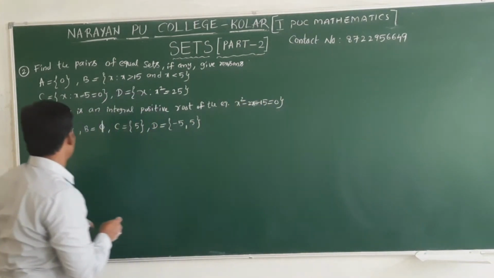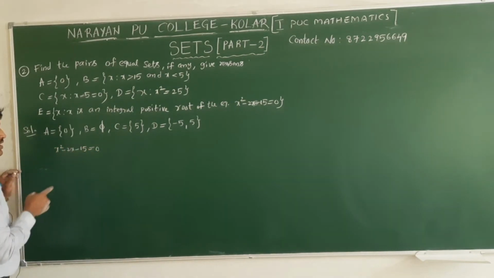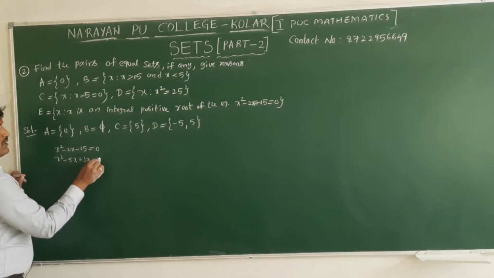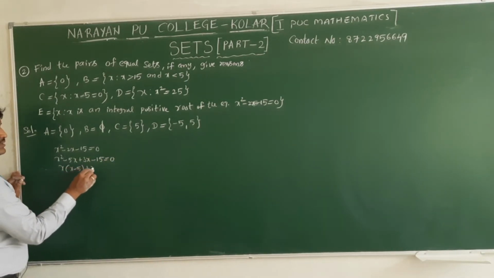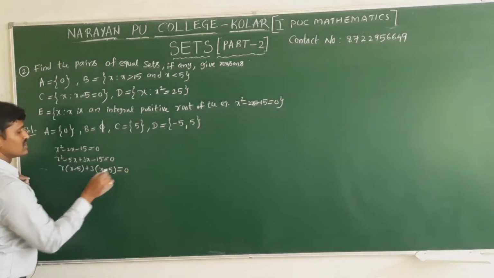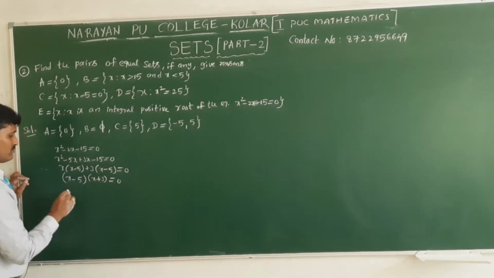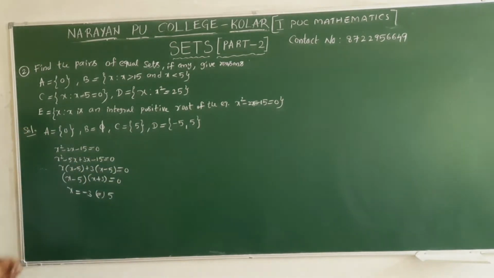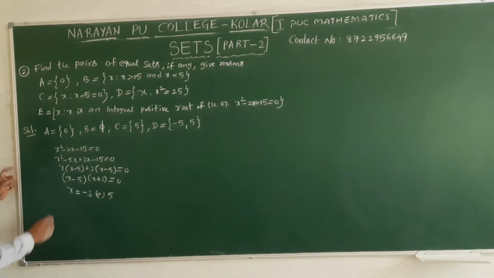If we factorize this, X square minus 2x minus 15 equals 0. For minus 15, what are the factors? Minus 5x plus 3x minus 15 equals 0. X common from the first two terms: X times (X minus 5), plus 3 times (X minus 5) equals 0. X minus 5 common: (X minus 5)(X plus 3) equals 0. What will the X values be? Minus 3 or 5. But in this, we need to take only the integral positive root. Only positive root is 5. That's why for E we need to take only 5.